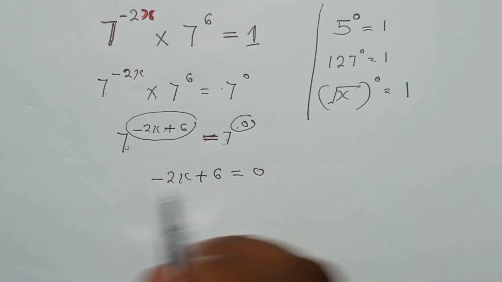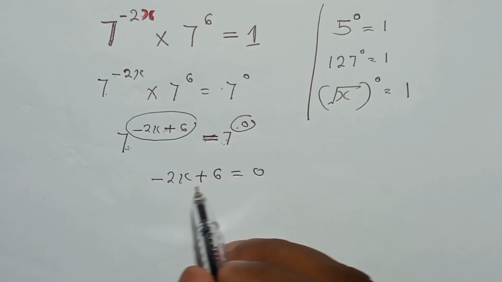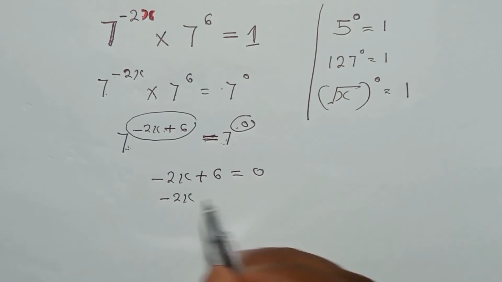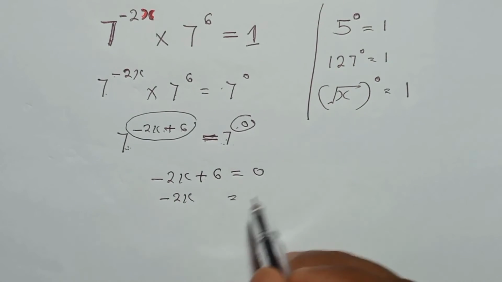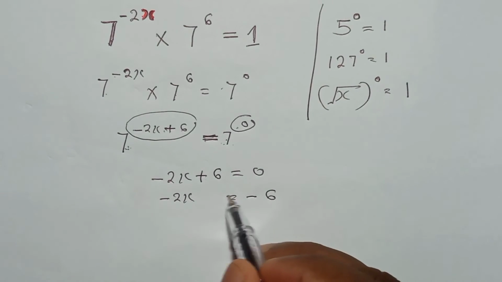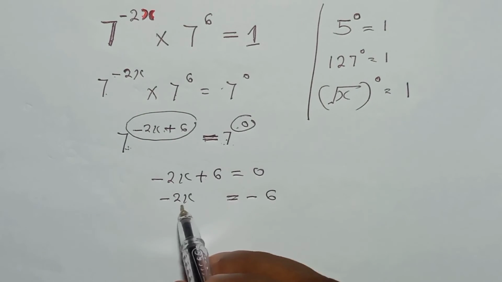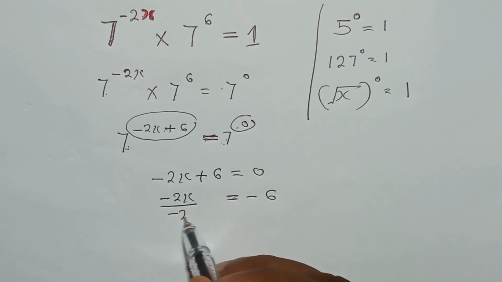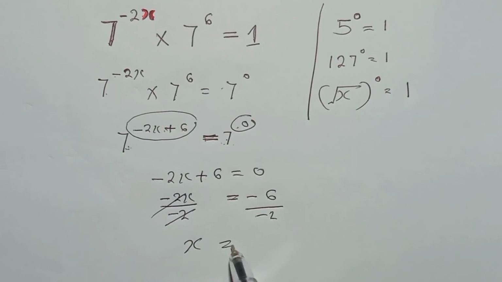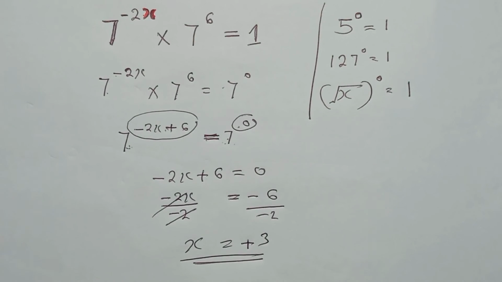Then if you solve this equation, we can get the value of x. I will put minus 2x here, and bring this plus 6 to this side, so it will be minus 6. Now I need to make only x here, so I divide both sides by negative 2. Minus 2 and minus 2 cancel, leaving just x. Minus divided by minus means plus, and 6 divided by 2 means 3. That means x equals positive 3.